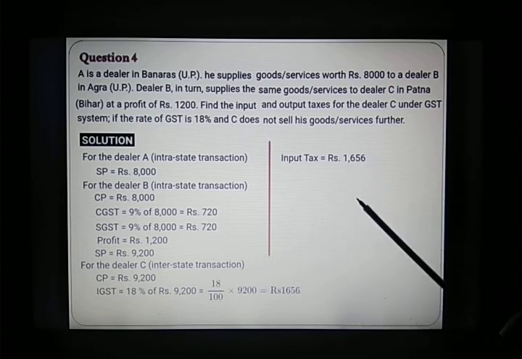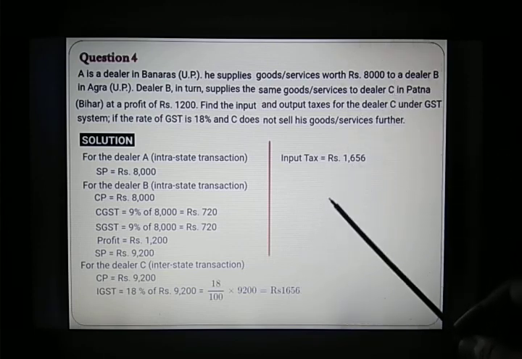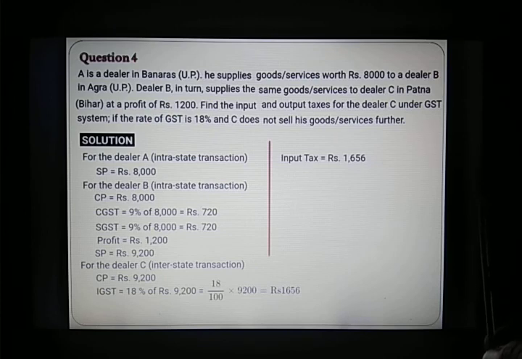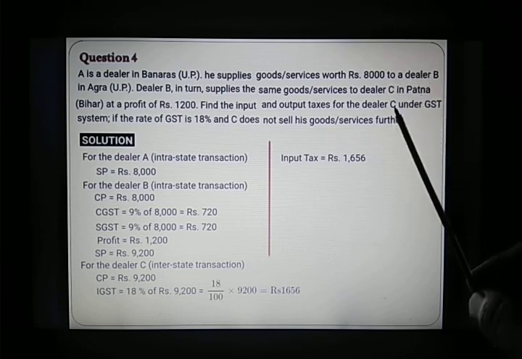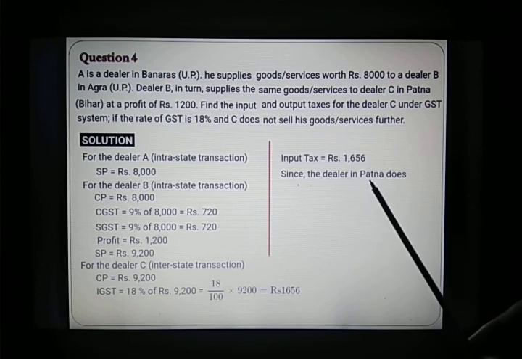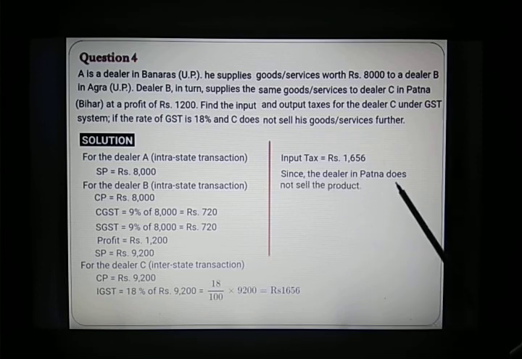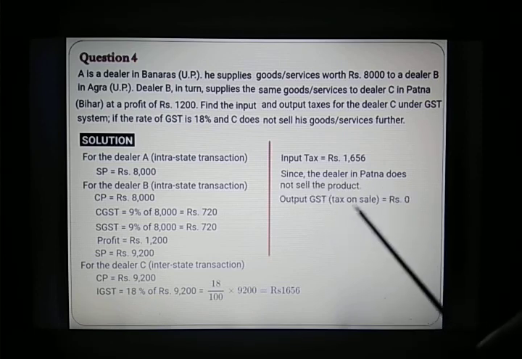Now we know that C is not selling his product to anyone, so he's not charged with output GST, because he's not selling at all, right? So there is no output GST being charged. Since the dealer in Patna does not sell the product, output GST will be 0. So pause the video to note down and try the rest of the sums by yourself.